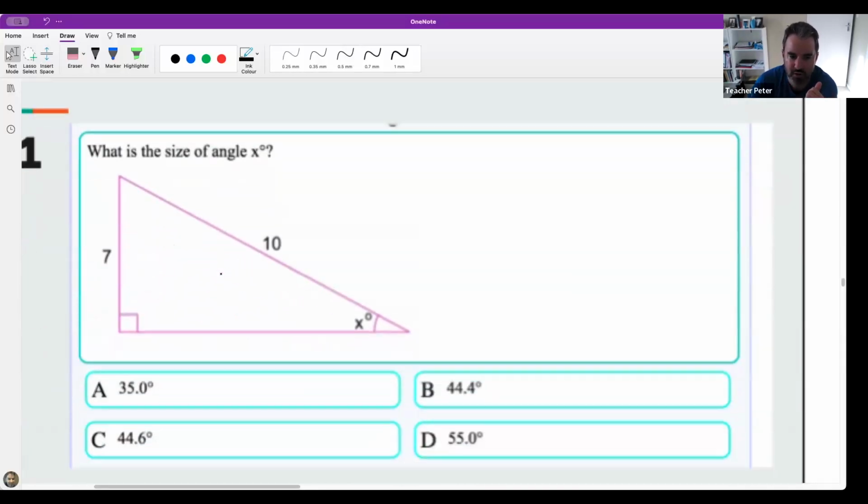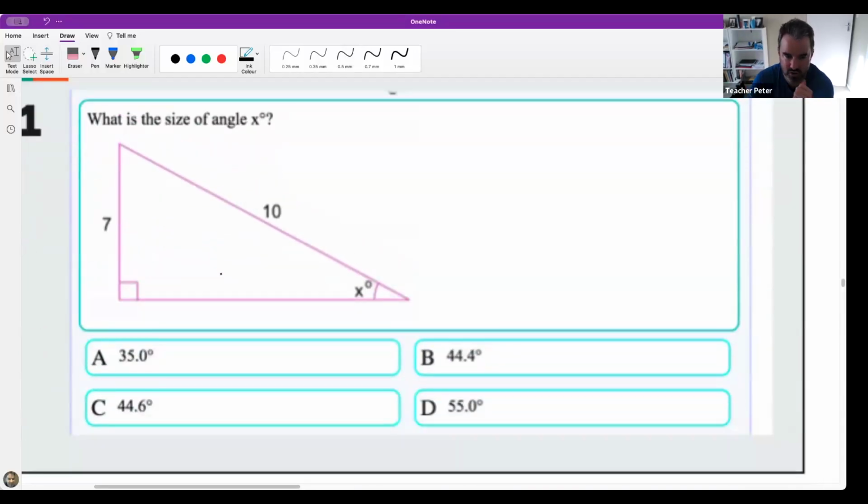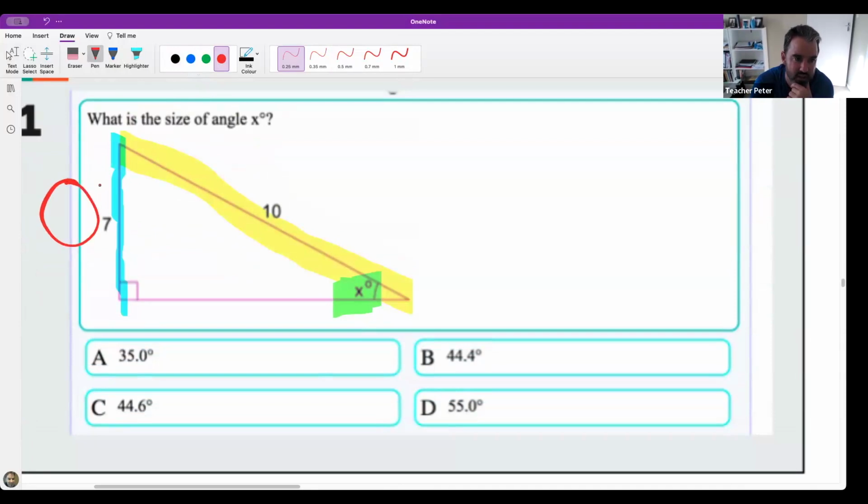What you're going to notice is in this question, the thing that is the mystery is the x. You are given one side over here, and you are given another side over here. And the most important thing is you need to classify them. So this is O because it's opposite the mystery angle. This is H. What trig ratio am I going to use to find my mystery reference angle X?